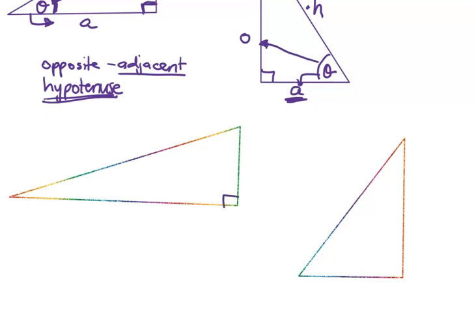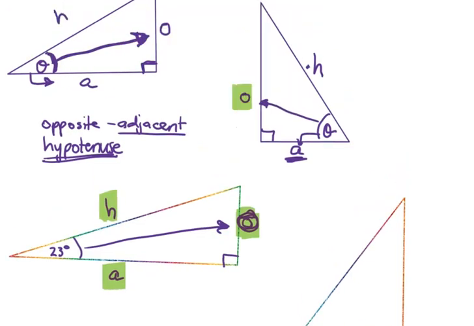I'll just do a couple more. This time I'm going to put some made up angle numbers in. So if this angle is 23 degrees, then looking over to here, this side is the opposite, the long side is the hypotenuse, and the adjacent is A. And notice that I'm always using this notation of O, A, and H, right up here, O, A, and H.